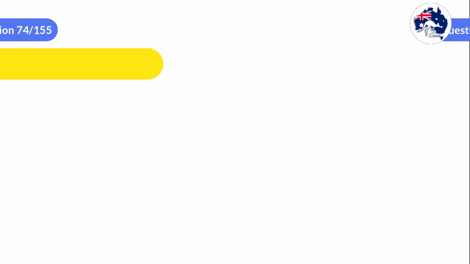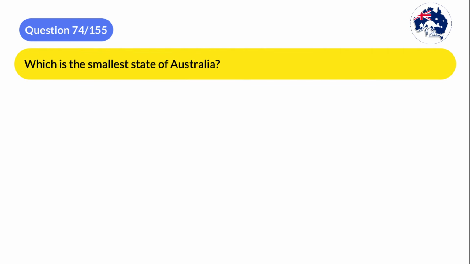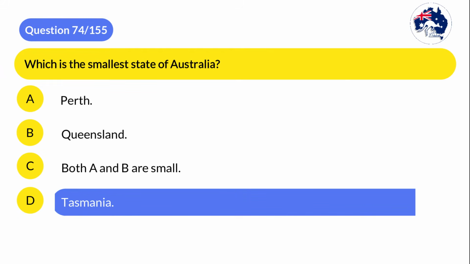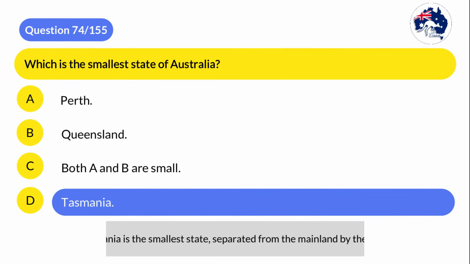Question 74. Which is the smallest state of Australia? A. Perth. B. Queensland. C. Both A and B are small. D. Tasmania. The correct answer is D. Tasmania. Explanation: Tasmania is the smallest state, separated from the mainland by the Bass Strait.